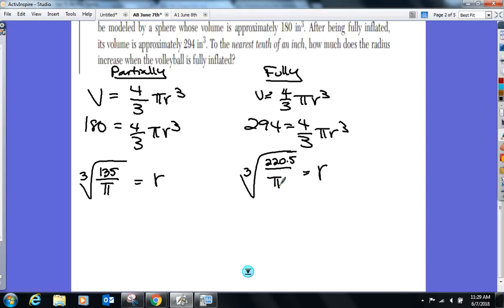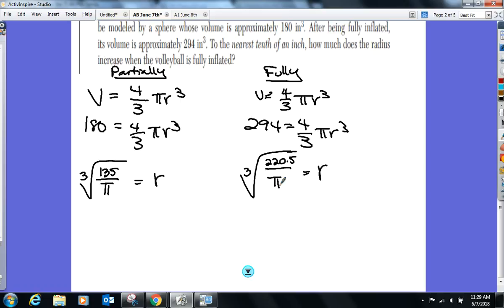You guys are finding the radii now. How are you going to find how much the radius increases by? What are you going to do with these 2 radii to find out how much it increases by? And I know some of you are looking at me like, are you kidding me? You're asking me that? Of course I'm going to subtract them, but I try to figure out what's going through your mind all the time.